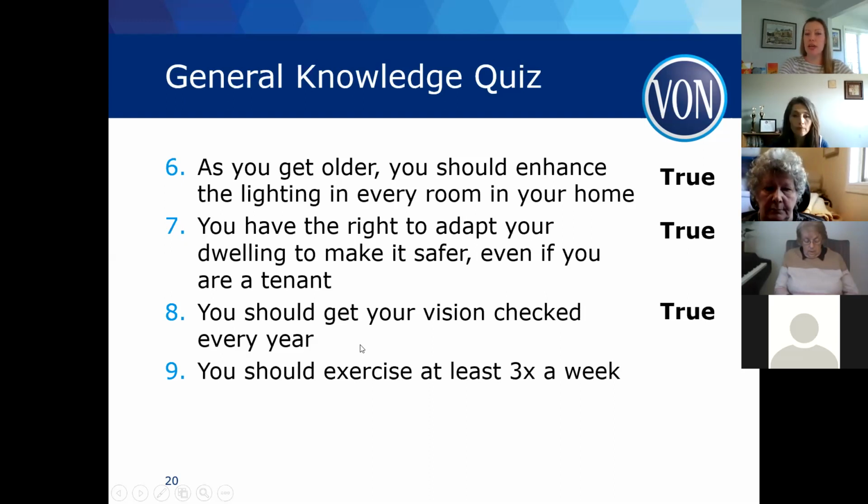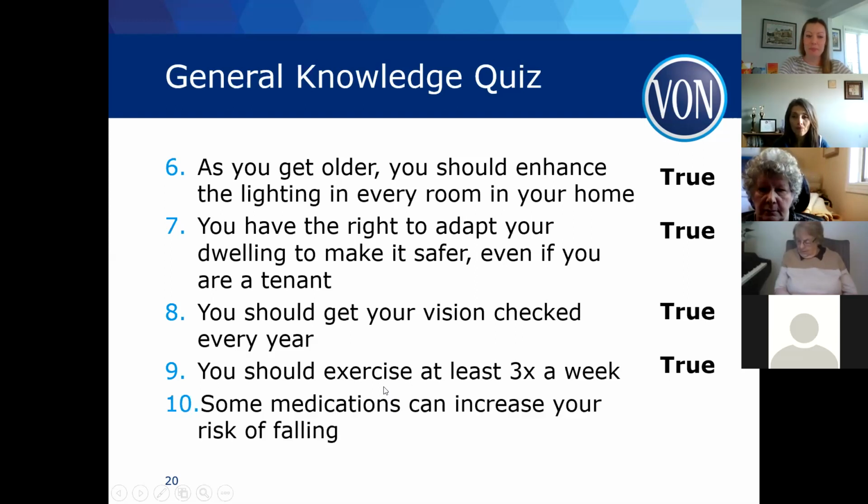Number 9, we should exercise at least 3 times a week. True. We will go over the physical activity guidelines and some of the more specifics around that. The physical activity guidelines say 150 minutes over the course of the week, which is broken down to about 20 to 30 minutes a day or 5 days a week. But we should be at least 3 times.